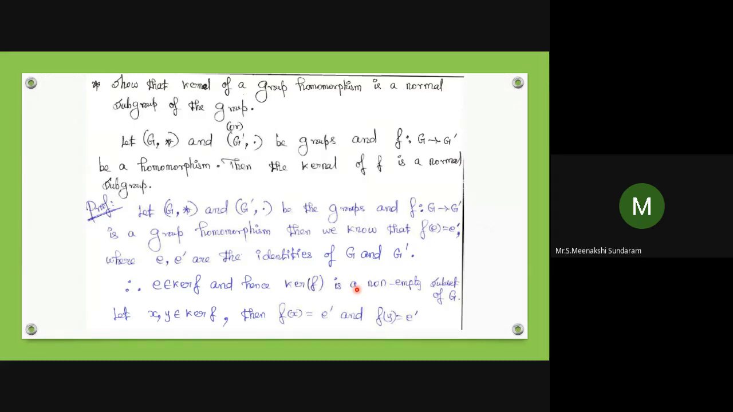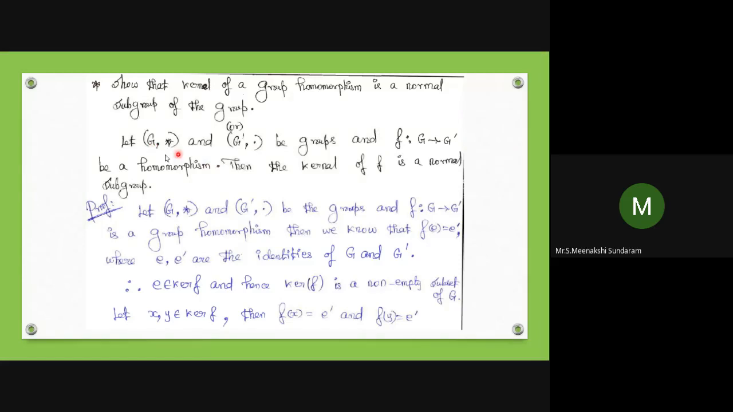Okay, next. Now the statement: show that the kernel of a group homomorphism is a normal subgroup of the group. Or another way, the same question they can ask like this: let G comma star and G dash comma dot be groups and f is a mapping from G to G dash, be a homomorphism.